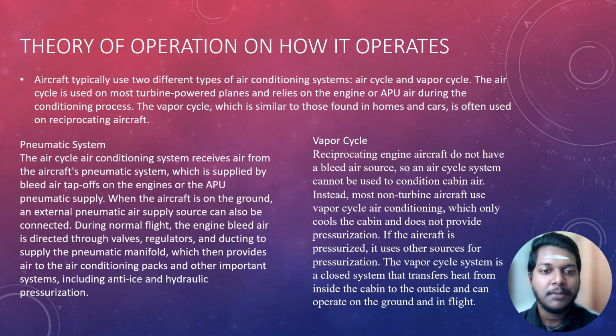Vapor cycle. Reciprocating engine aircraft do not have a bleed air source, so an air cycle system cannot be used to condition cabin air. Instead, most non-turbine aircraft use vapor cycle air conditioning, which only cools the cabin and does not provide pressurization. If the aircraft is pressurized, it uses other sources of pressurization. The vapor cycle system is a closed system that transfers heat from inside the cabin to the outside and can operate on the ground and in flight.